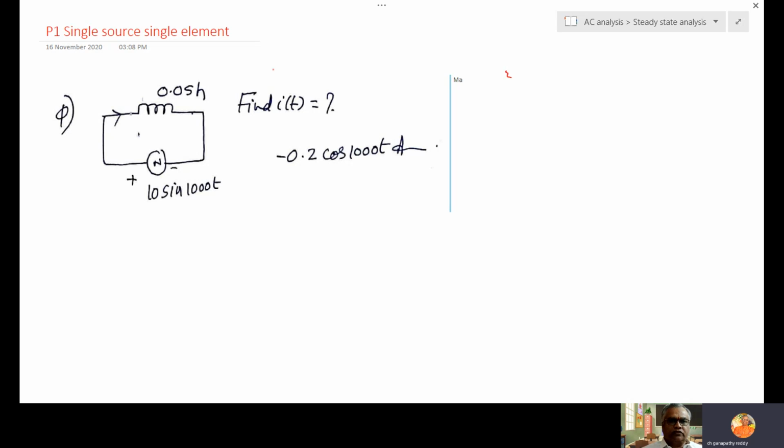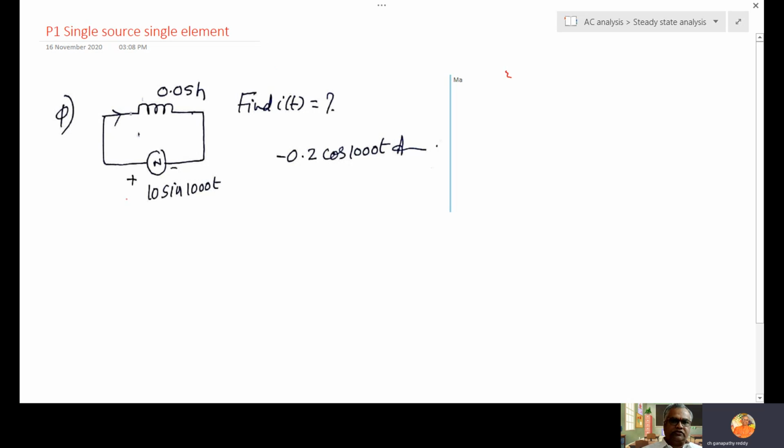Okay, today's topic is we'll solve the problems in steady state analysis. Earlier we studied the theory part. What is the meaning of AC circuit analysis? What are the standard steps? What is the concept behind each step? Now let us go through different varieties of problems which are already asked in different competitive examinations.